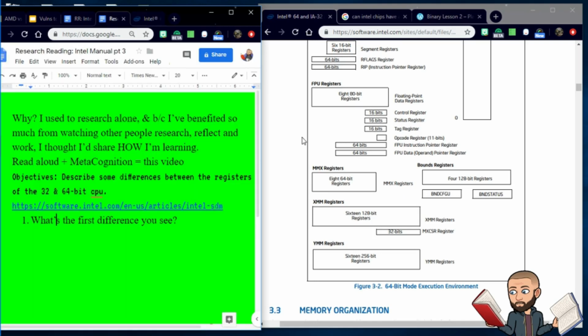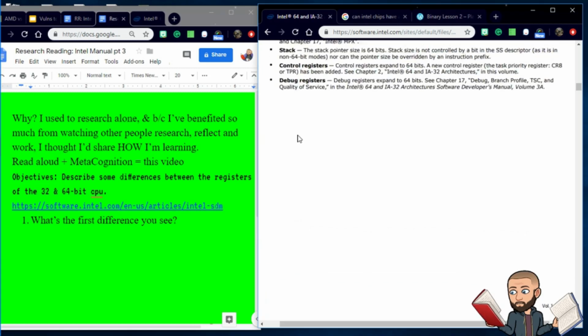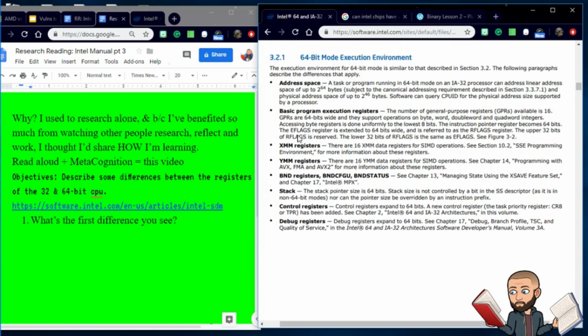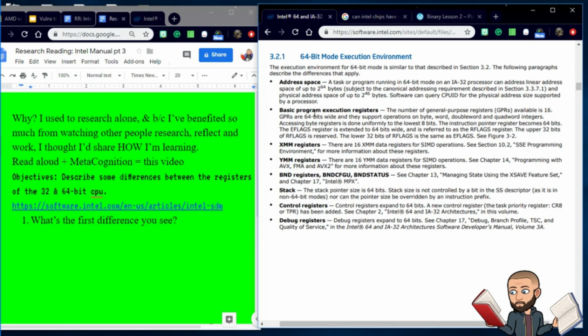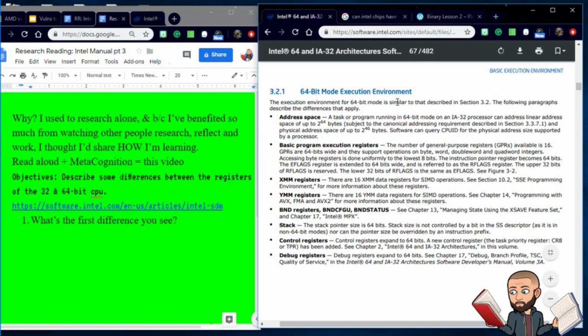So let's come up with a few questions based on Intel's description of the differences. You see they have special paragraphs right over here to describe the differences. How do I know that? Because this sentence says, though both 32 and 64-bit modes are similar, yes they are very similar, the following paragraphs describe the differences.